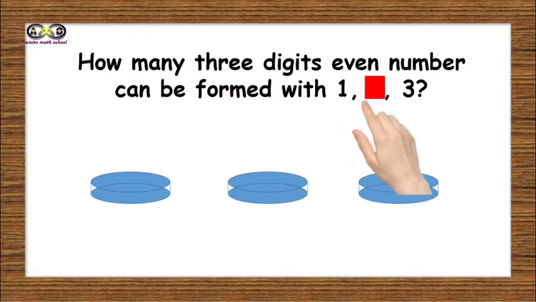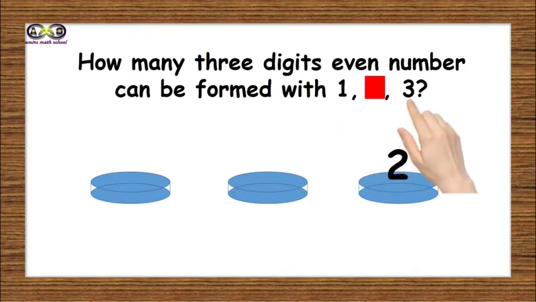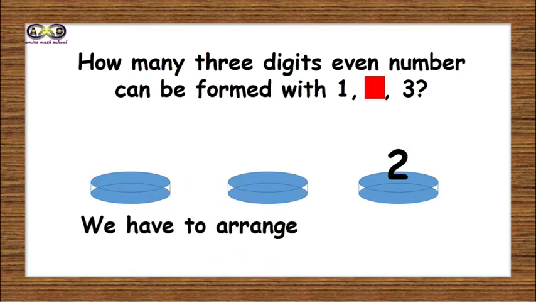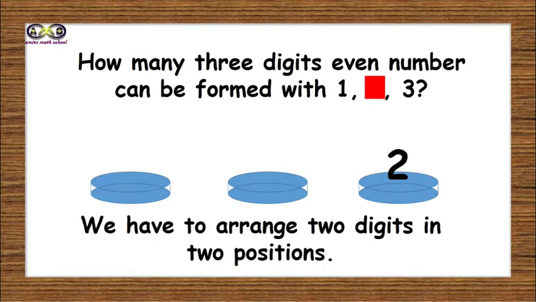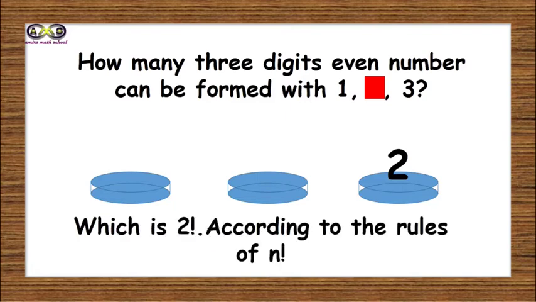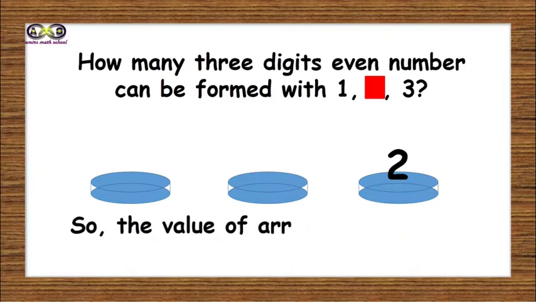Now we have two digits, 1 and 3, and we have two positions, this position and this one. We have to arrange two digits in two positions to find the number of permutations. According to step 2, arrange these two numbers in these two positions, which is 2 factorial, according to the rule of n factorial, since all the digits are different here. So the value of arrangement is 2.